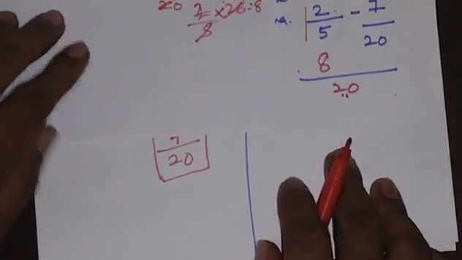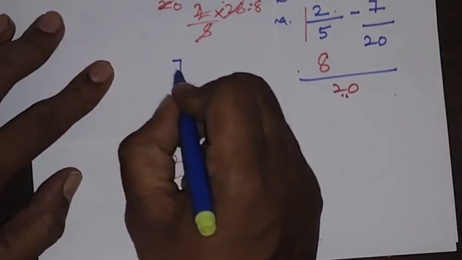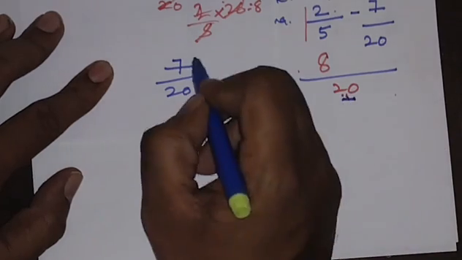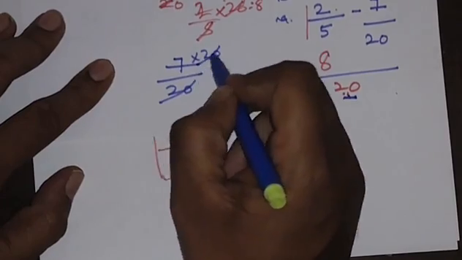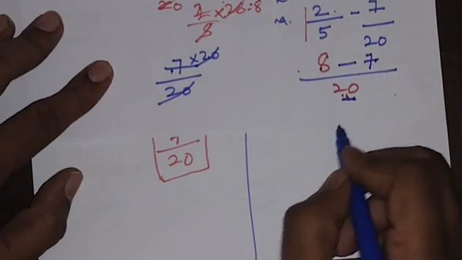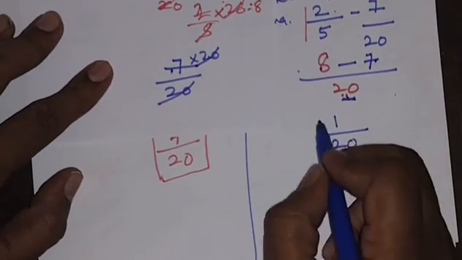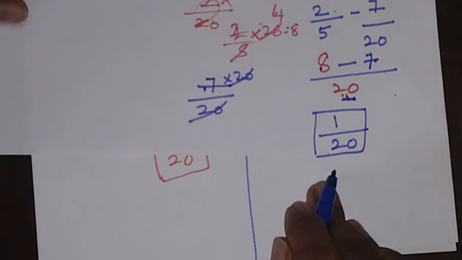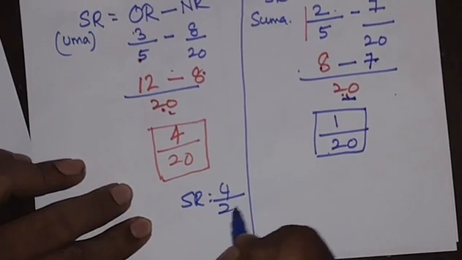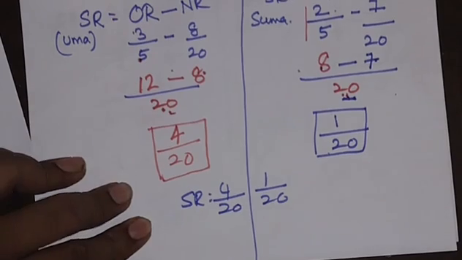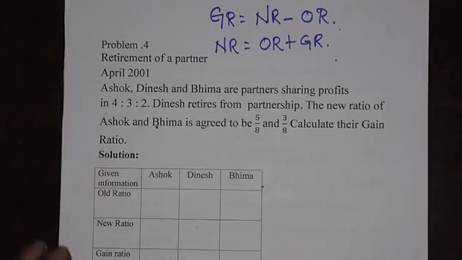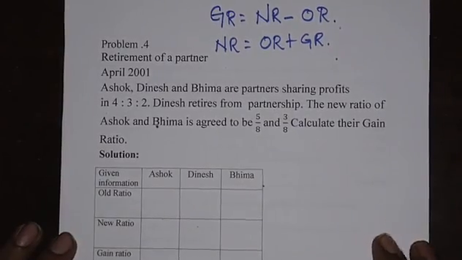And the next one is 7 by 20. On 7 by 20 multiply this LCM 20. So again 20 gets cancelled, remaining is 7. The symbol is minus. 8 minus 7 is equal to 1. 1 divided by 20. Then what is the conclusion? Sacrifice ratio is 4 by 20 and 1 by 20. That's it, the answer. Now the problems on retirement of the partner.